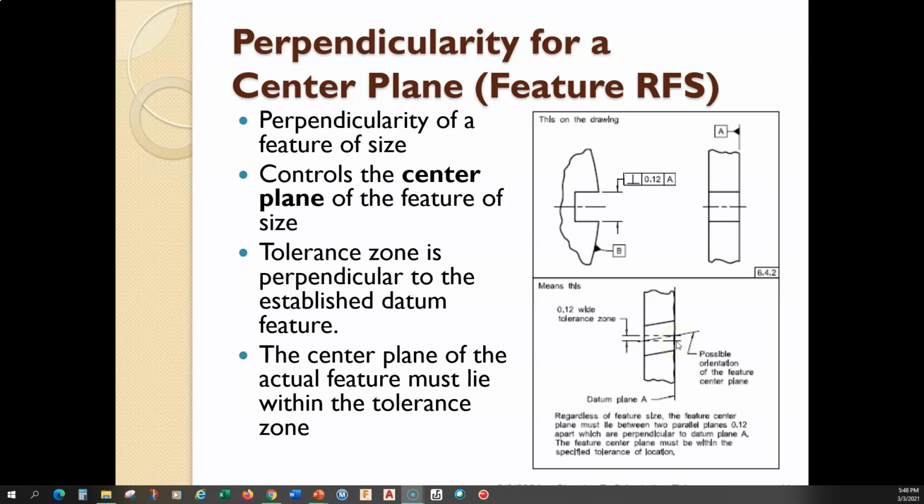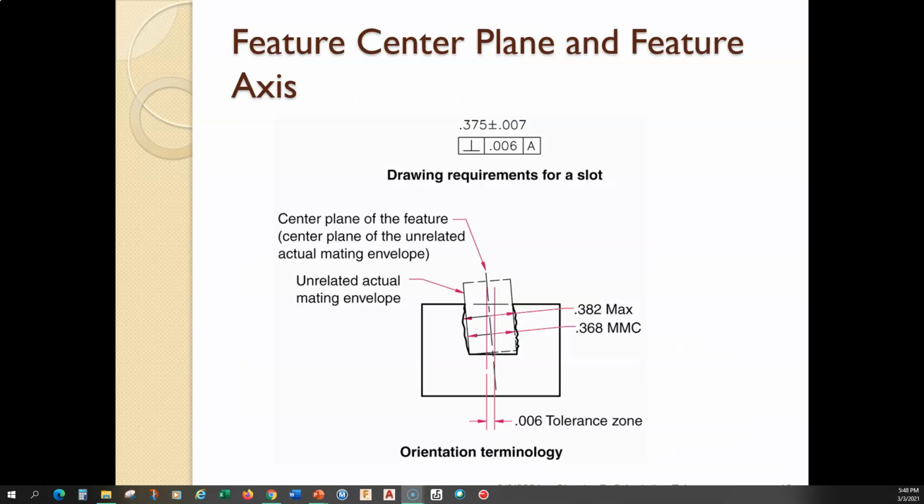That in this case is going to be perpendicular to A, and A is this bottom surface right here, right? So perpendicular to A. The important thing is that it controls a center plane, right? Or an axis, right? Right now, in this example, it's a center plane. So what does this mean? Well, here's the interpretation drawing.